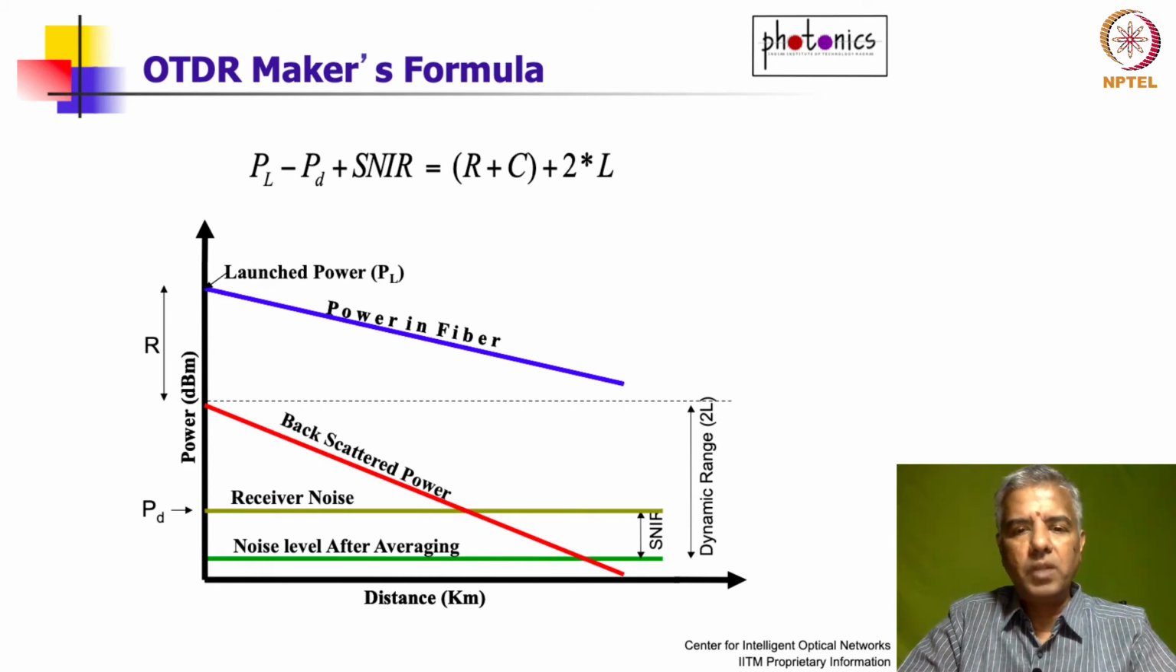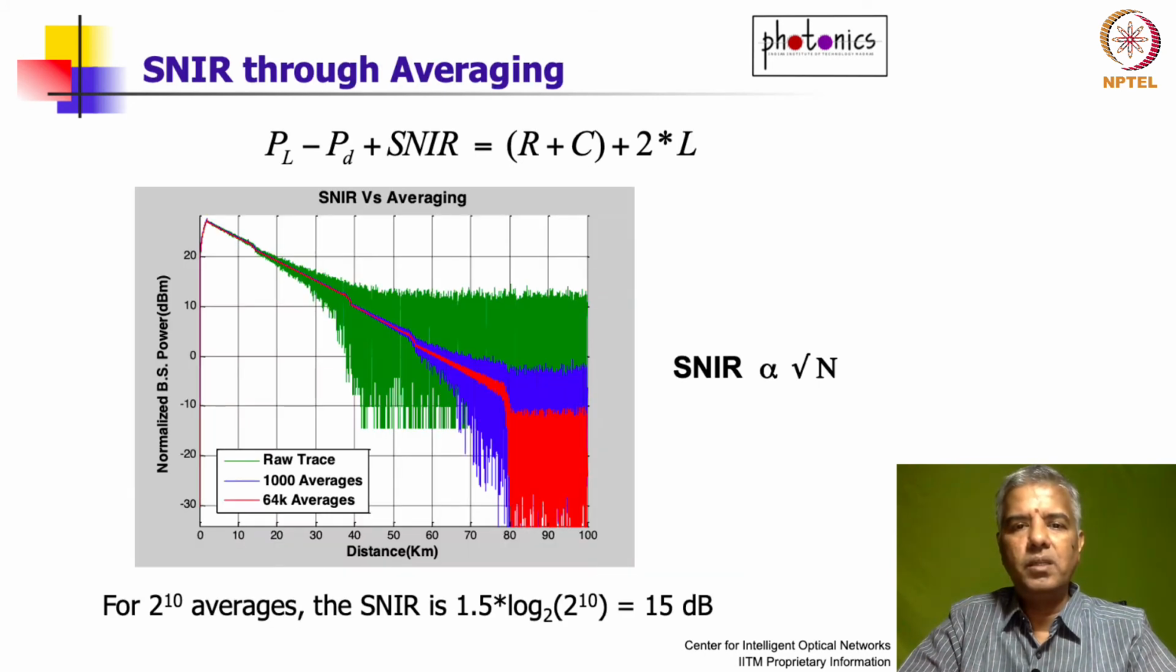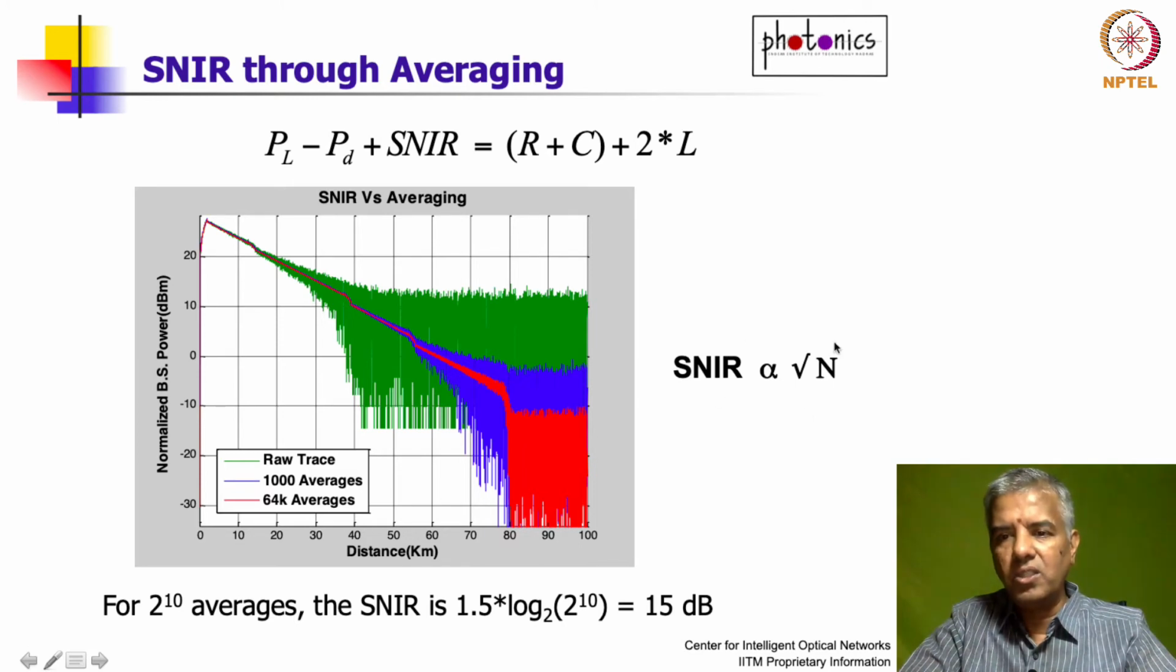Okay, so let's quickly look at how to improve the signal to noise ratio. Like I said, the signal to noise ratio goes as root of n, where n is the number of pulses that you have sent, or the number of averages. So to illustrate that, here is a typical OTDR trace. This is the backscattered power as a function of distance. What you see in the green is what you have gotten after just one pulse. So the signal is going into the noise even at about 30 to 35 kilometers, so you cannot see the signal beyond this point.